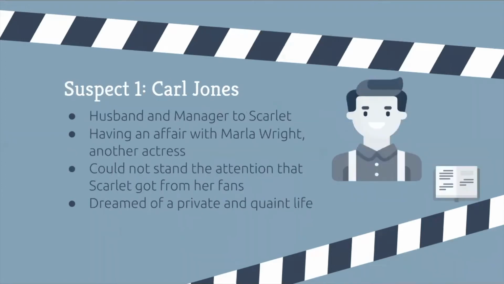Our first suspect is Carl Jones. Husband to Scarlett, he wasn't so faithful. He was having an affair with Marla Wright, an aspiring actress in Hollywood. He could not stand the attention Scarlett would get from her fans and wanted a more private life.